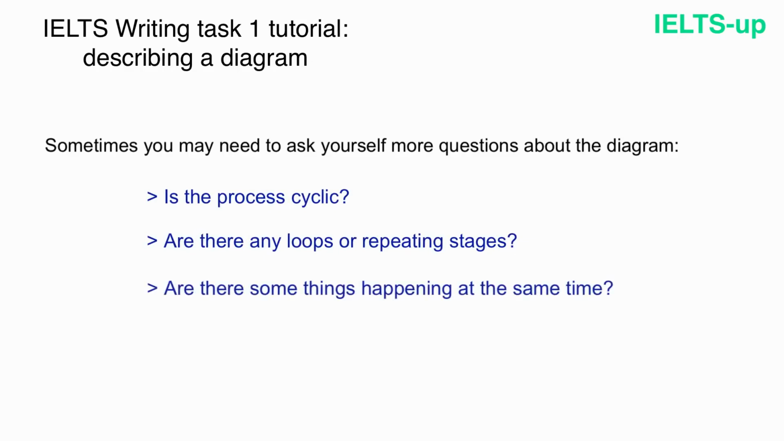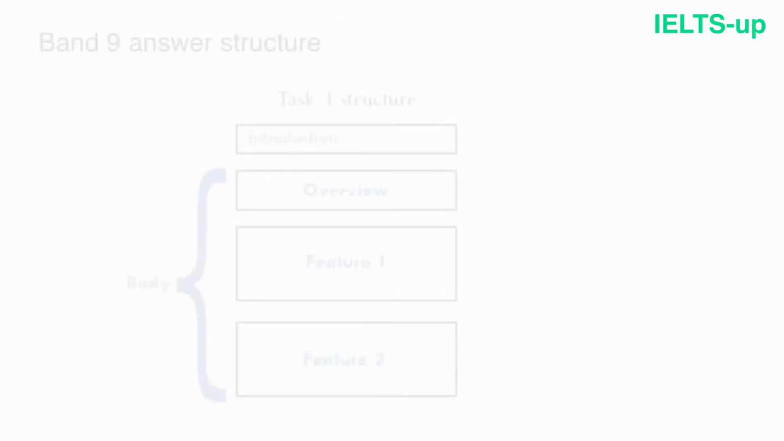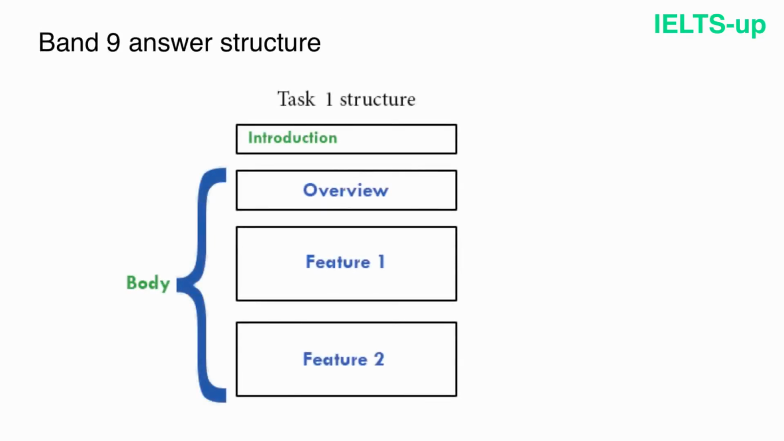Maybe there are some things happening at the same time? Anyway, when you have familiarized yourself with the diagram, it's time to start writing the answer. And here's the band 9 answer structure that we described in the previous lesson. You can see a link for the lesson on the right. In any case, if you are answering an IELTS Writing Task 1 question, you can get a band 9 for your answer by following this ideal answer structure.